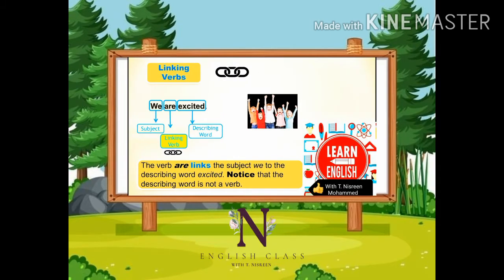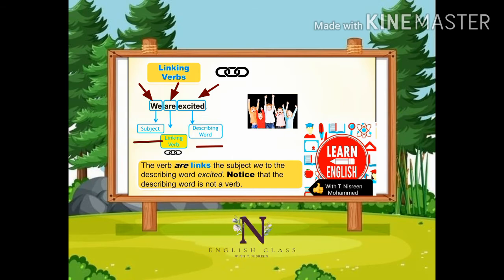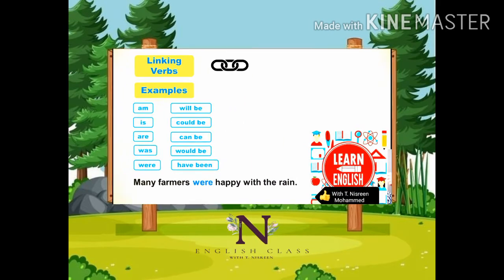Let's see one more example. We are excited. So the verb are links the subject we to a describing word excited. Notice that the describing word is not a verb. So here the verb are is a linking verb because it links the subject we to the describing word excited. It's right in the middle. It links these two words, the subject and the describing word.